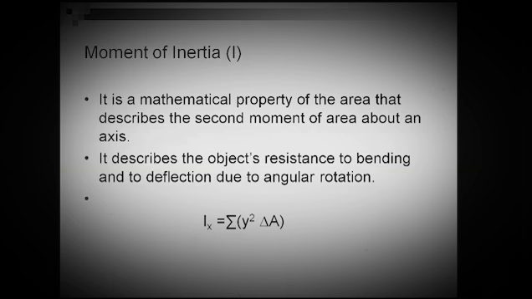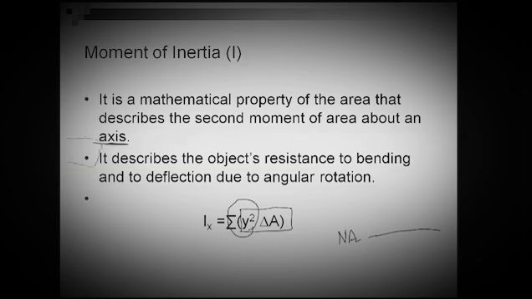Now let's look at this equation. It is the summation of all the smaller segments. We need to take the distance from an axis, and in our case, it has to be the neutral axis. To get the second moment of an area in equation format, it will be the distance from the neutral axis to the center of that segment area, multiplied by that area. Of course, that distance has to be squared, hence the y squared.